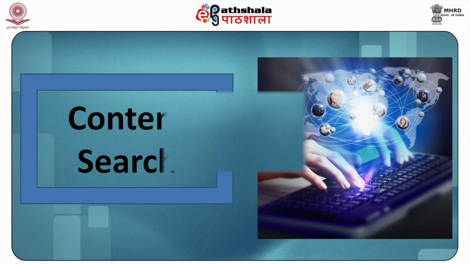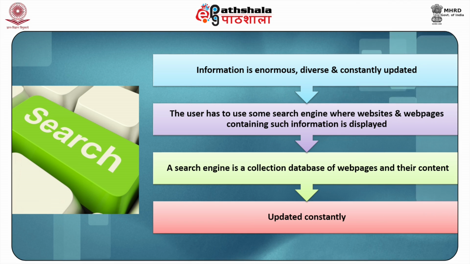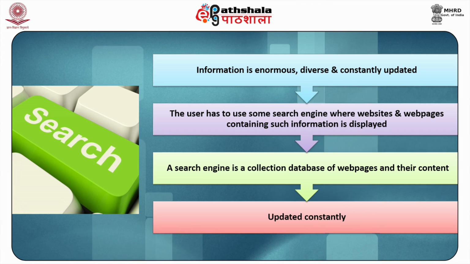Content search. The primary purpose of internet based websites is to provide information to the public. The amount of information available on the internet is enormous, diverse, and constantly updated. So, in order to access the latest information, the user has to use some search engine where a consolidated list of websites and web pages containing such information is displayed. A search engine is a collection of database of web pages and their content. This database updates constantly and provides the latest information.